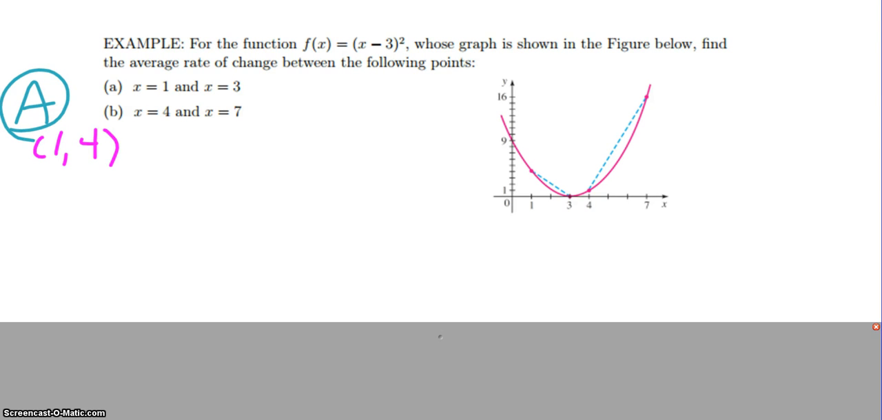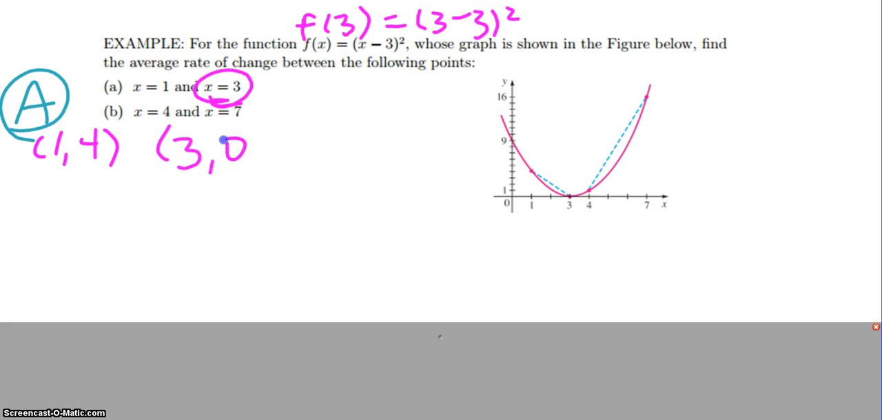So now we've got to find the second point. When x equals 3, what is y? So f of 3 equals 3 minus 3 squared. So I get when x is 3, y is 0.